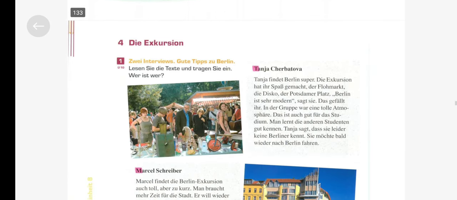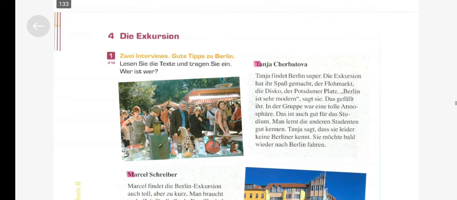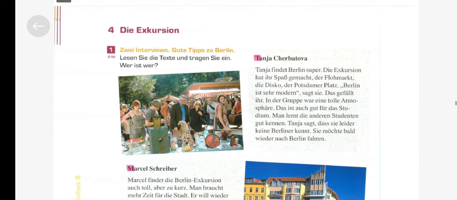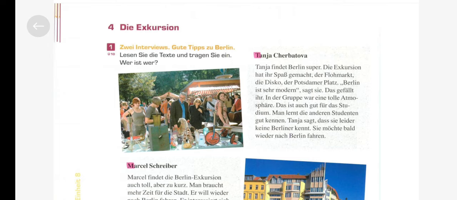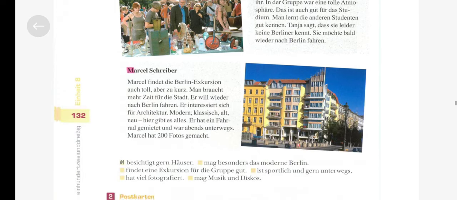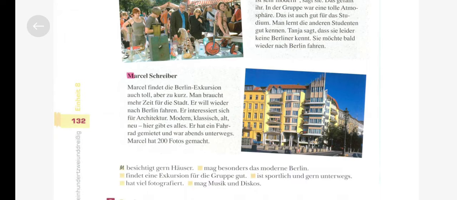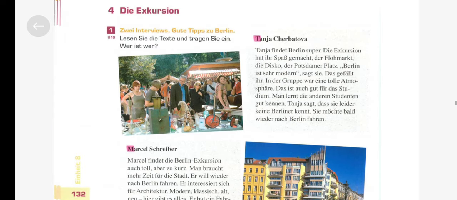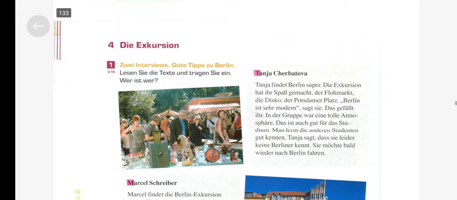Next is the excursion. Zwei Interviews, gute Tipps zu Berlin. Here are the two interviews, good tips to the Berlin city. Lesen Sie die Texte und tragen Sie ein. Wer ist wo? We have to read the text and write them down. Who is where? Who is who? So you just have to write the first letter of their names.